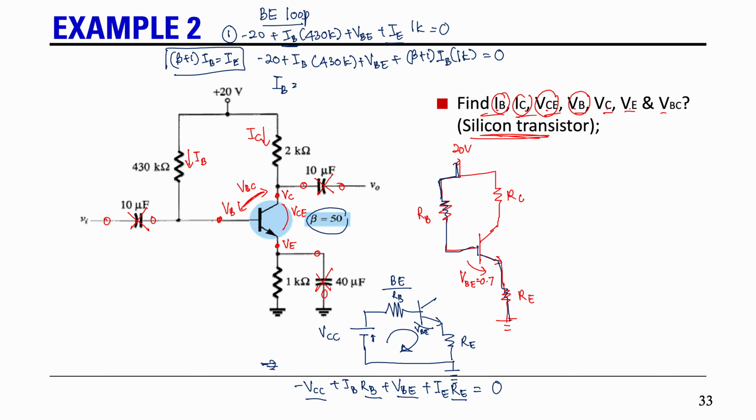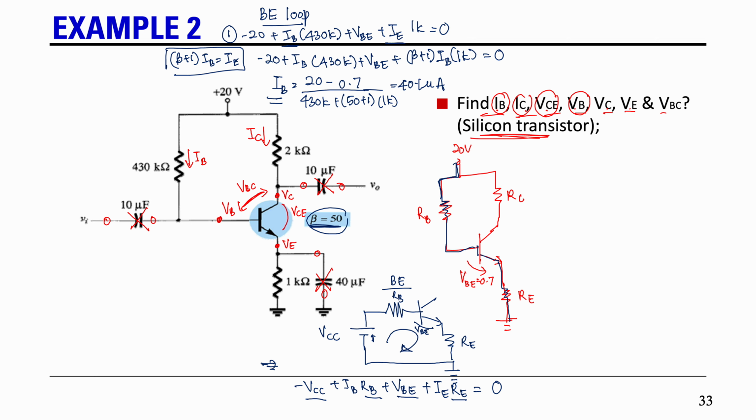Please rearrange the equation. You can find the value of IB. Then you will get how much? 20 minus 0.7, VBE is equal to 0.7, over 430K plus 50 plus 1, and 50 is because the value of beta is 50, and then 1K. Then you will get the value of IB. You are supposed to get the value of IB as 40.1 micro.